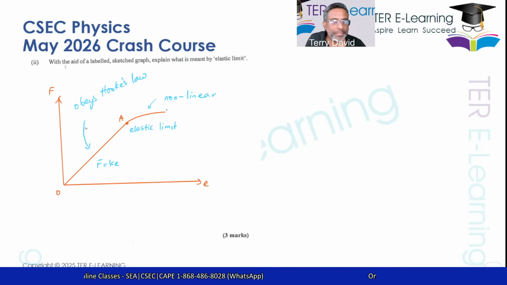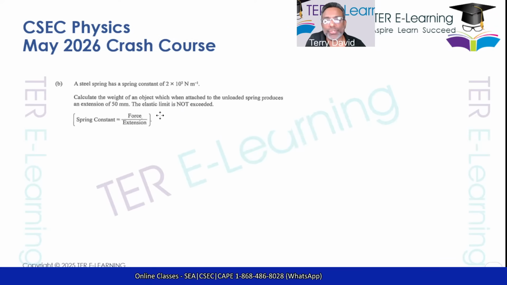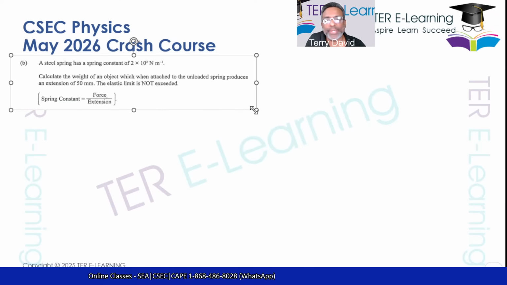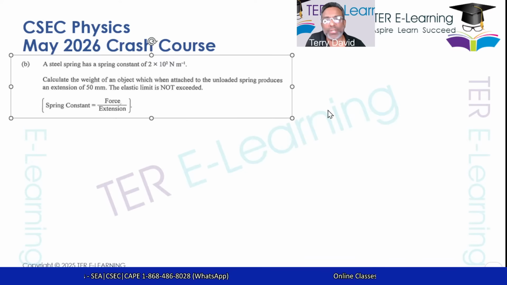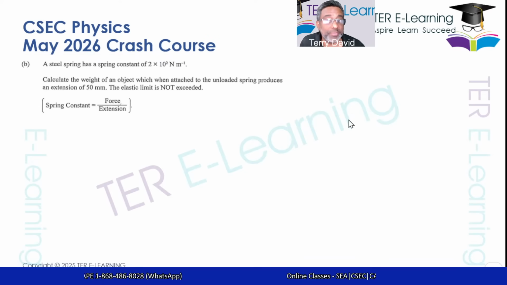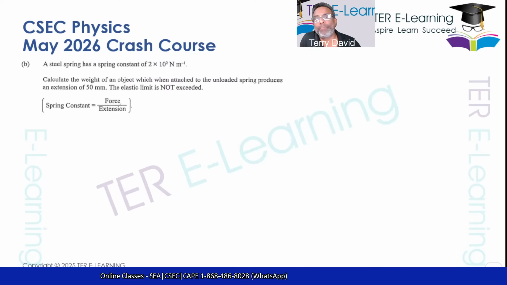Okay, let's do this here, because if this shows up as a data analysis question tomorrow, you have to be able to do this calculation, right? On Hooke's law. So this one here, we have a steel spring with a spring constant of 2 by 10 squared Newton per meter. Calculate the weight of an object which, when attached to the unloaded spring, produces an extension of 50 millimeters.